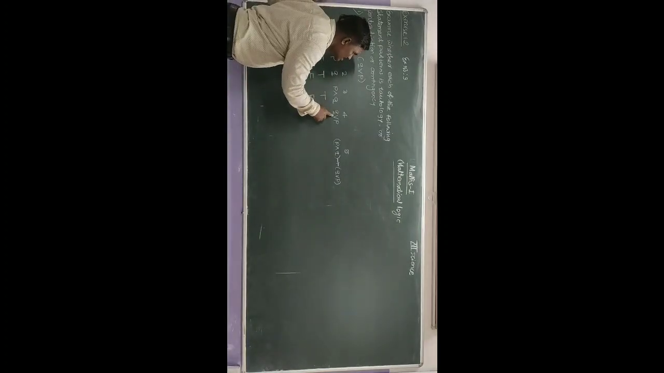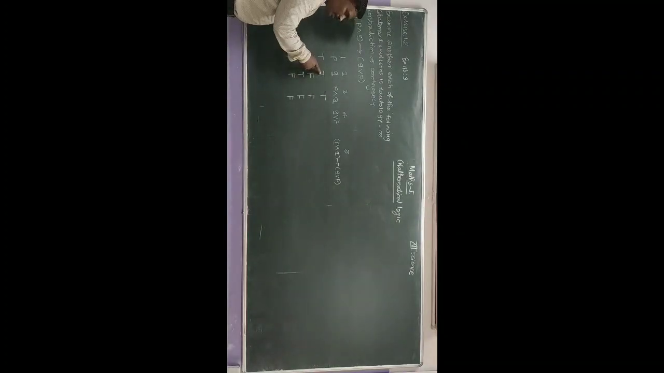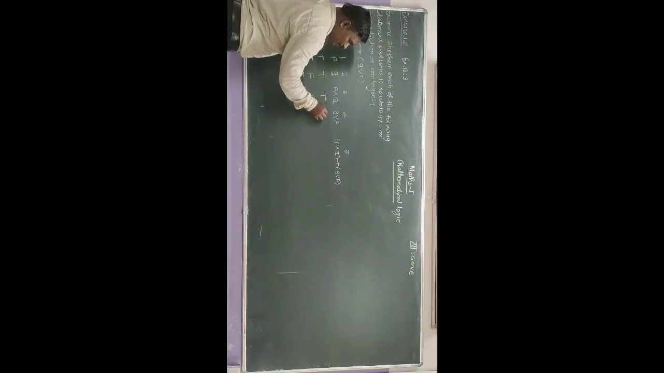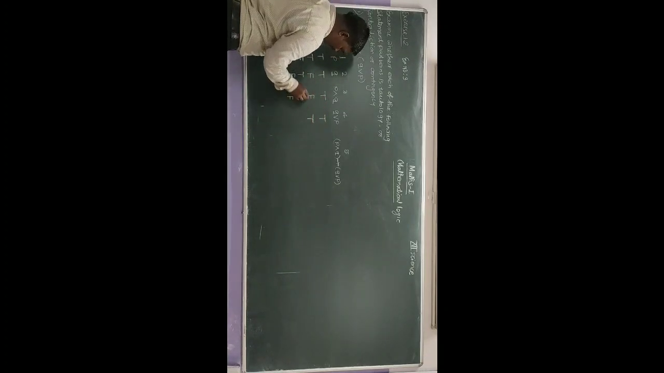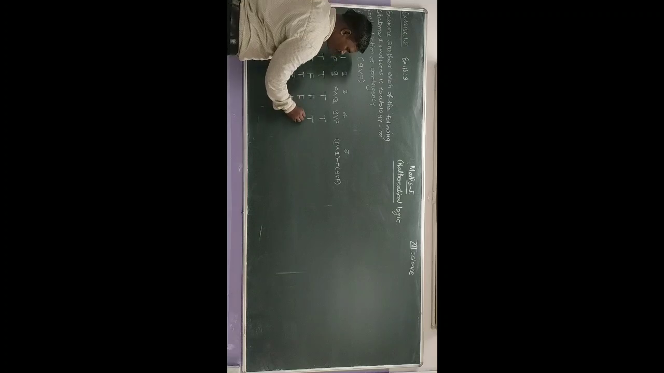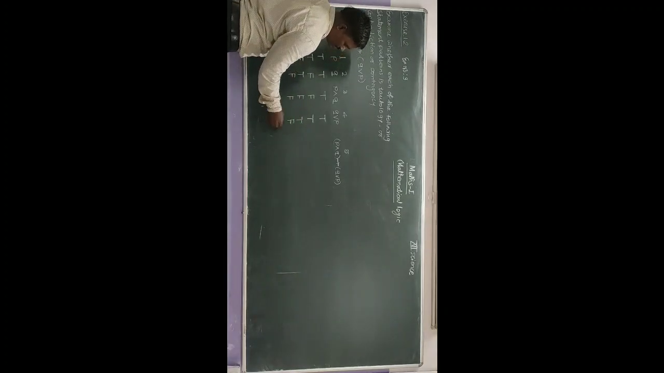Next is Q ∨ P. If both are false, then the disjunction is false; in all other cases, it is true. Therefore, true ∨ true is true, false ∨ true is true, true ∨ false is true, and false ∨ false is false.